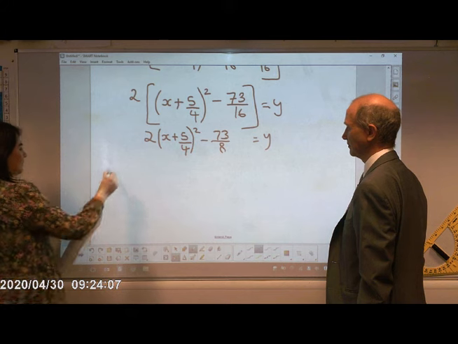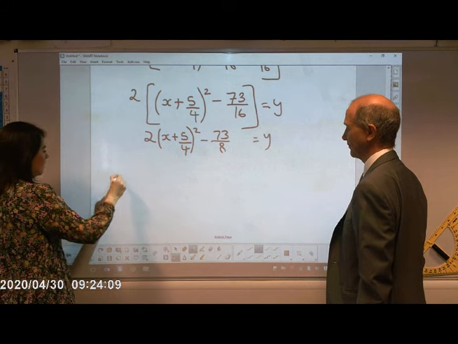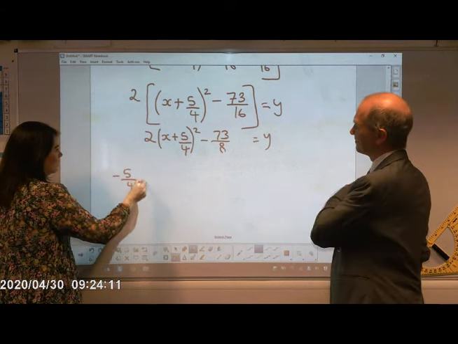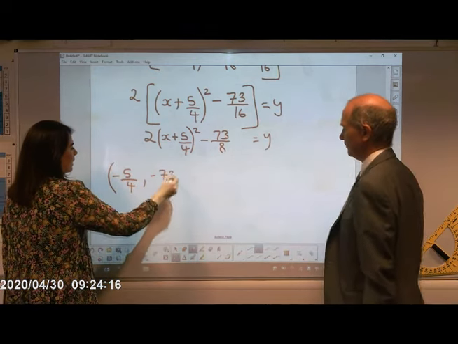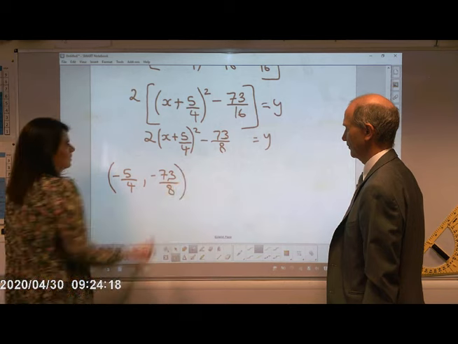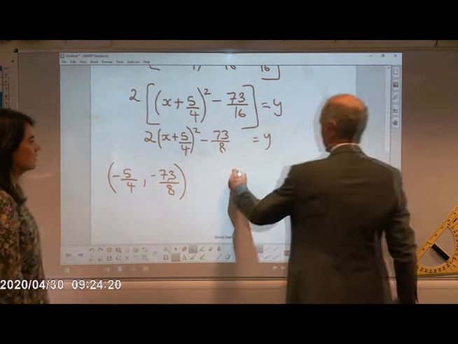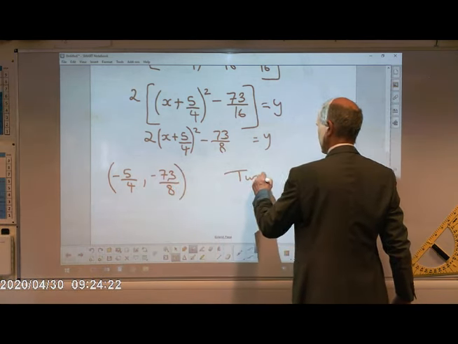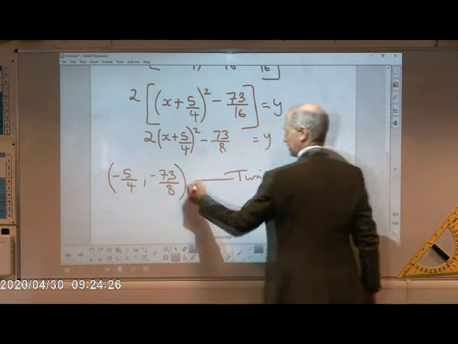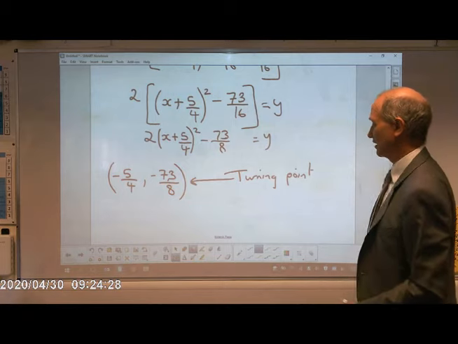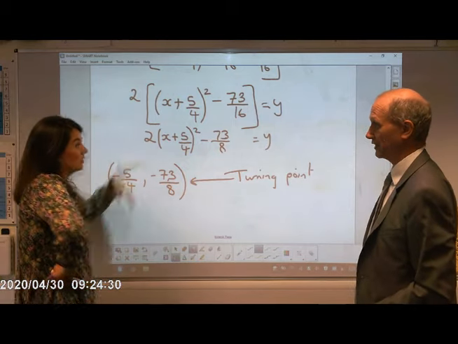So the turning point is -5 over 4 and -73 over 8, and that's fine, leave it like that. If you wanted to solve it, do you want to solve it? No. You don't? Turning point. I just want to know about the turning point, because we said it. What is the turning point? We're going to remind you of that on the next page.